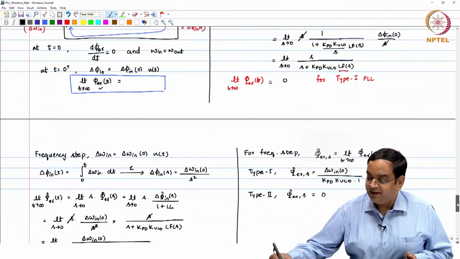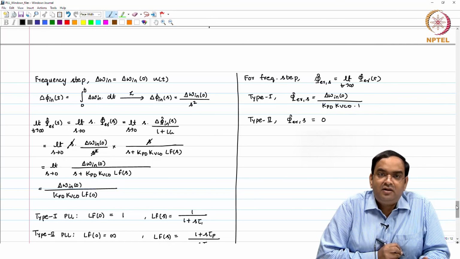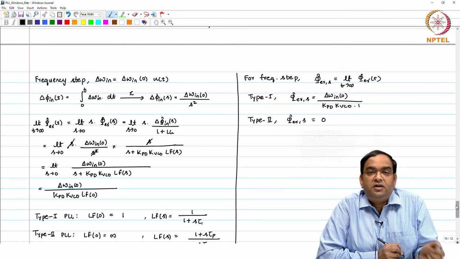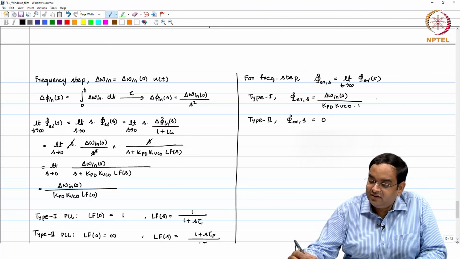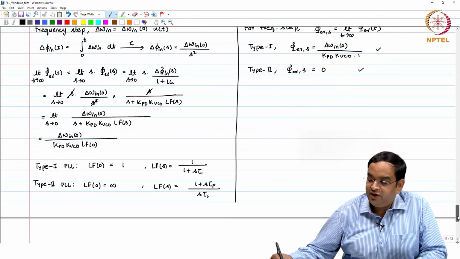Okay. So, this is interesting that for the same PLL, you have input and output frequencies locked, and when you apply a simple phase step, you see that both in type 1 and type 2 PLL your error will be equal to 0, but when you apply a frequency step, for type 1 PLL there is a steady state error, but for type 2 PLL the steady state error is equal to 0.